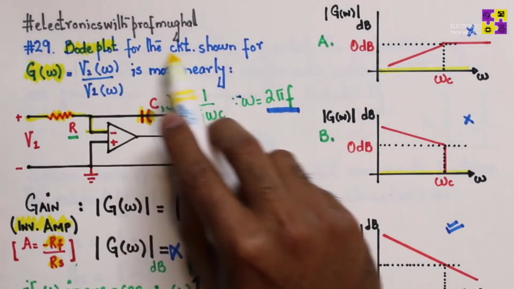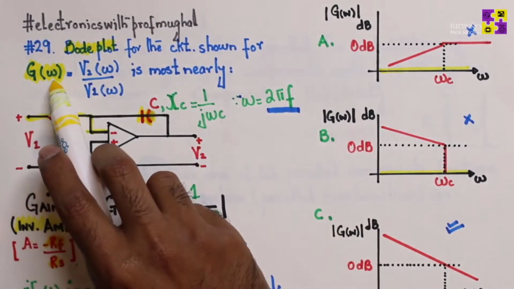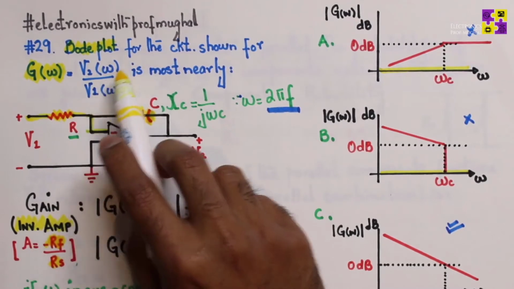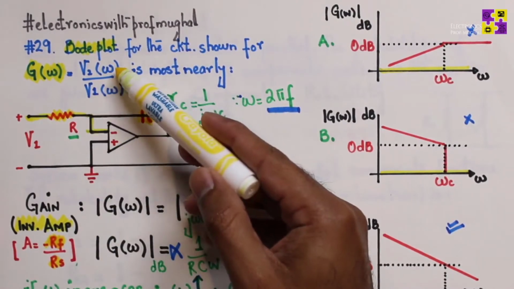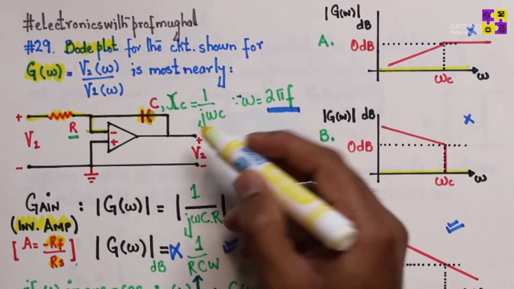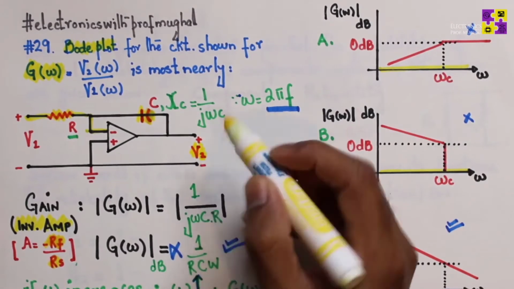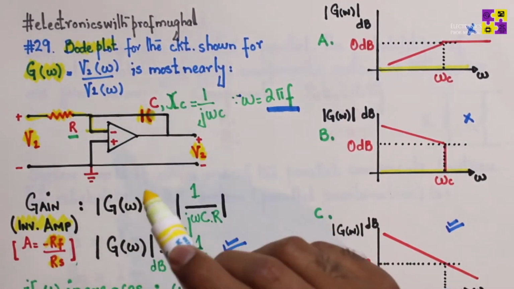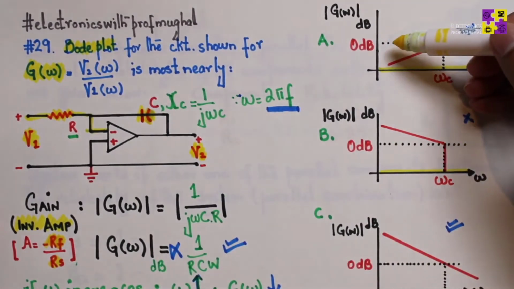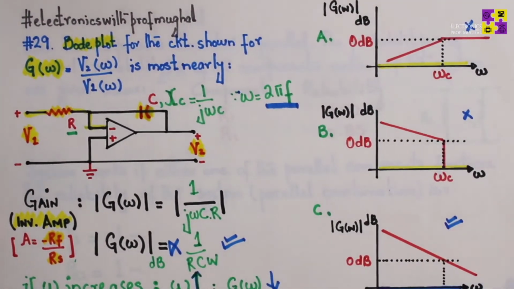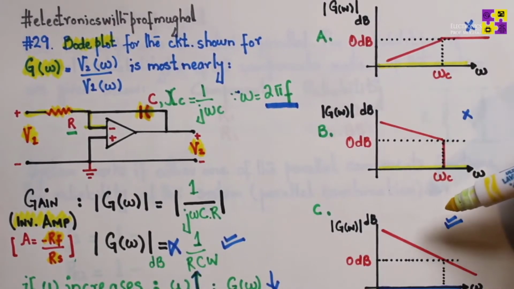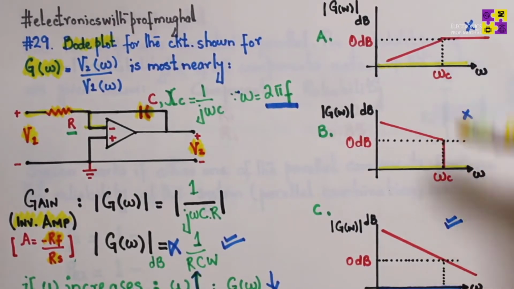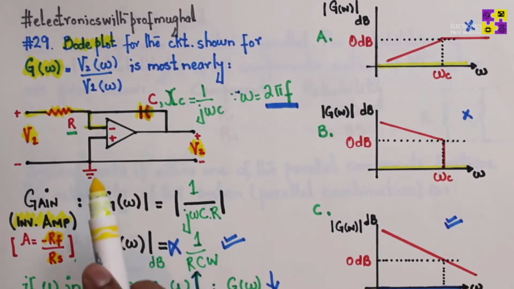Bode plot for the circuit shown for the gain, which is basically the ratio of output voltage to input voltage. Remember, the output voltage is right here and you have the input voltage. The gain is most nearly which of the plots? So you have basically three plots over here that you see on your screen. We have to pick the right plot which justifies the characteristics of this circuit right here.